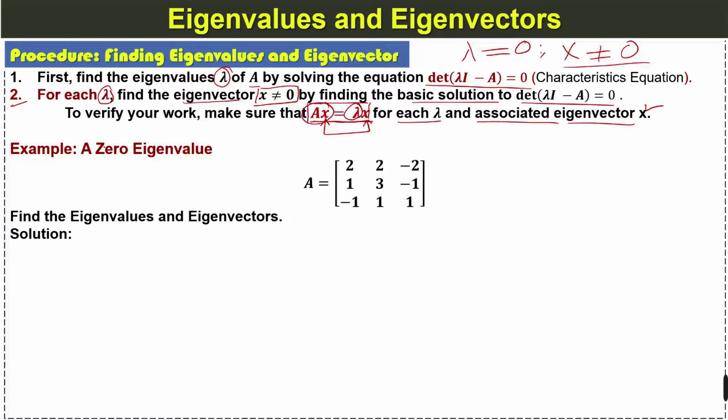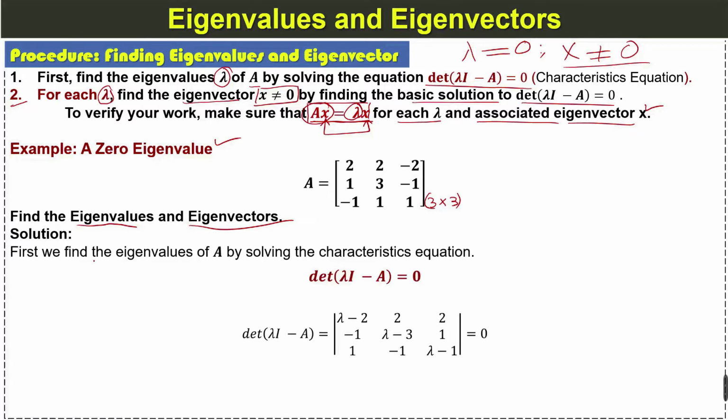Okay, so we have an example where the eigenvalue is 0. We have a 3 cross 3 square matrix, and we have to find the eigenvalues and the eigenvectors. Solution: the first step is to find the eigenvalues of matrix A by solving the characteristic equation. Here lambda times the identity matrix of order 3 cross 3, minus the given matrix A, so we get this one.